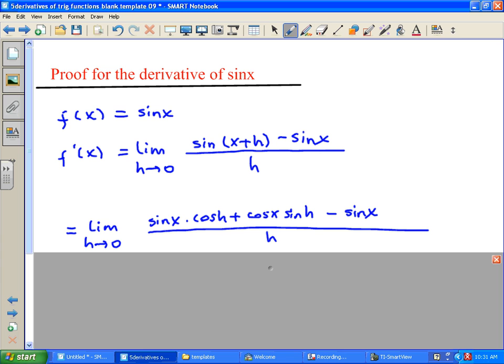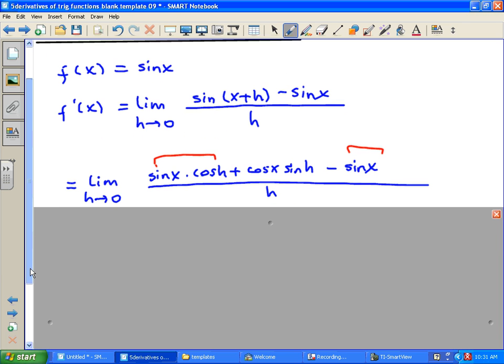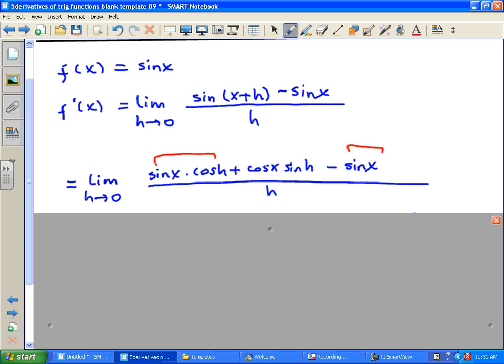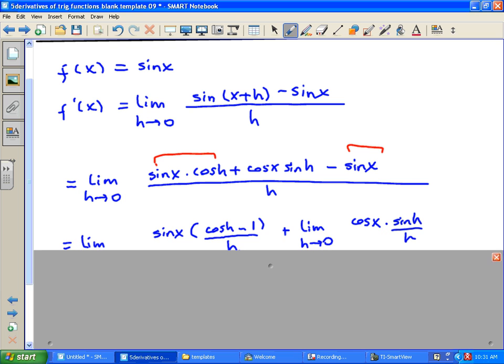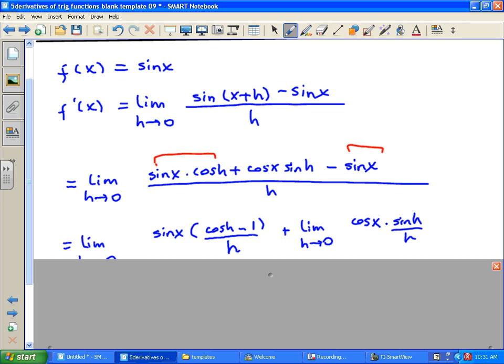And we still have the minus sine x. Then we're going to collect this term with this term, because they both have a sine x in them. And I will factor out the sine x from those two. So what would I have left if I factor out the sine x? Cosine h from here and minus 1 from here. That's what I have. I factored out the sine x. I have cosine h minus 1.